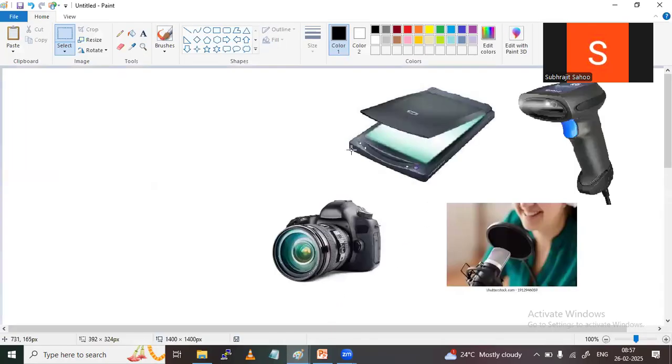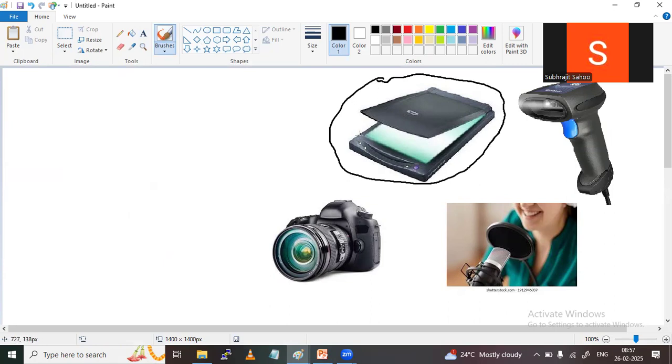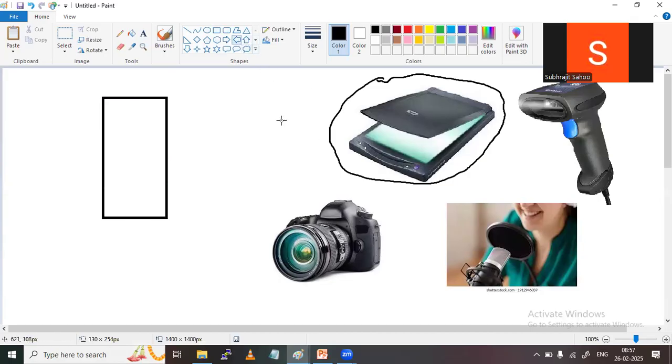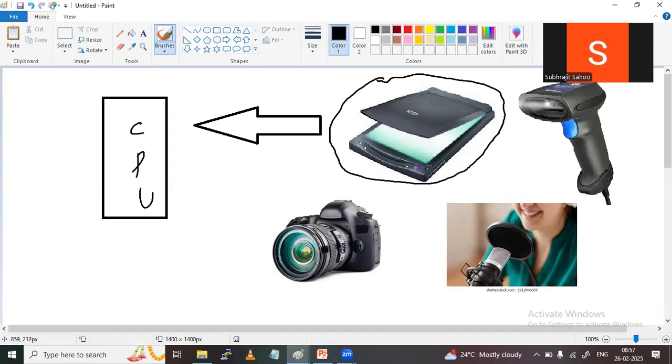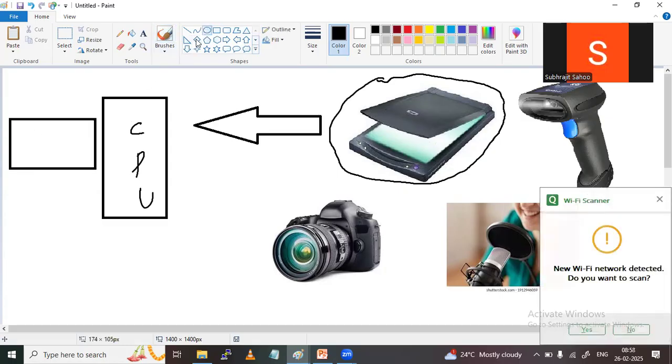Look at this diagram. This is a scanner. With a scanner, we scan any document or page. While you are scanning, it takes this request to the computer, to the processing unit, and immediately sends it to the CPU. Since the request is sent to the computer by the scanner, the scanner is also called an input unit.